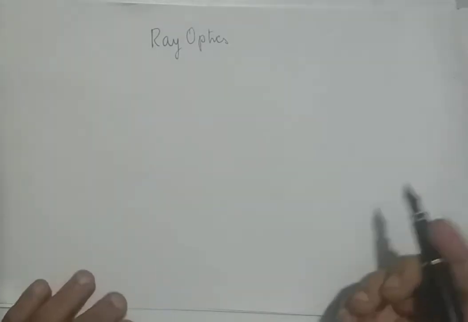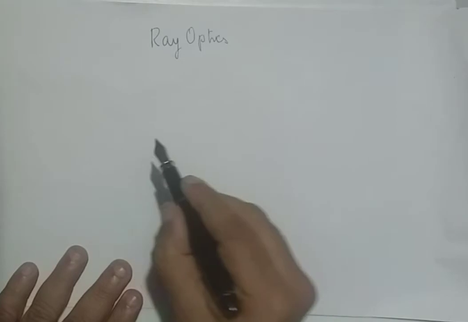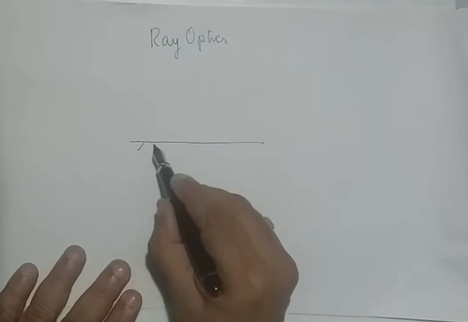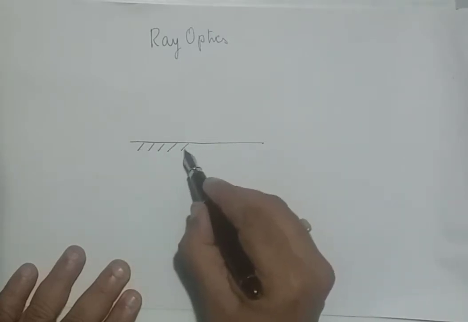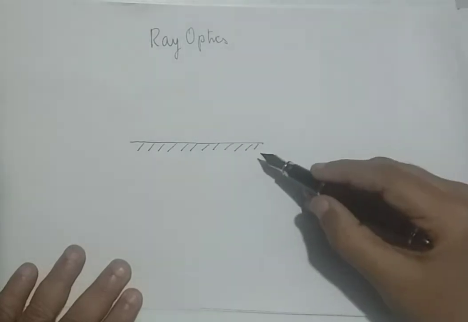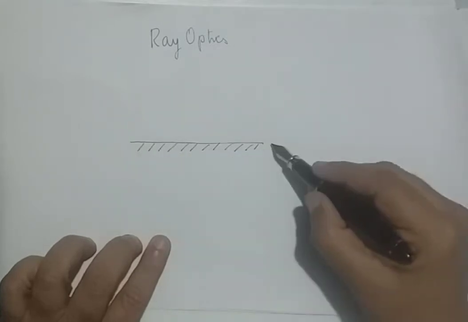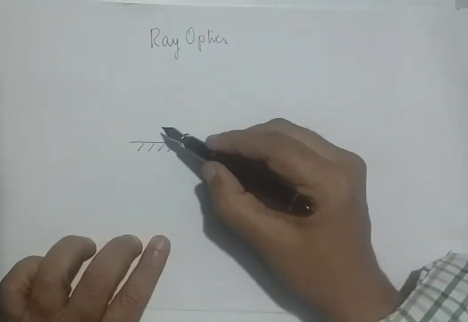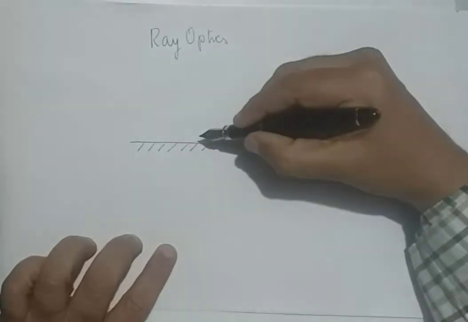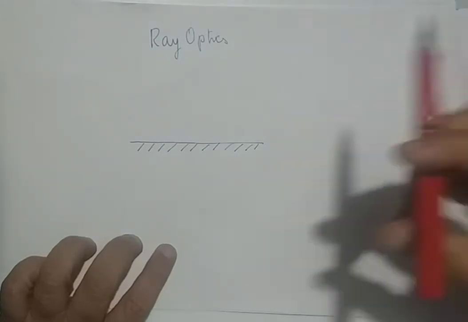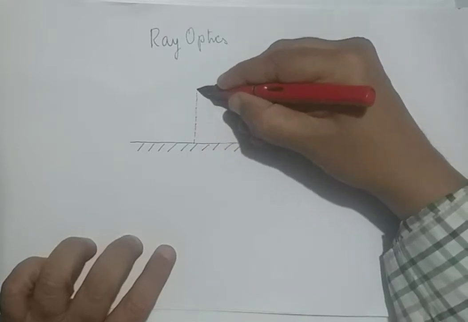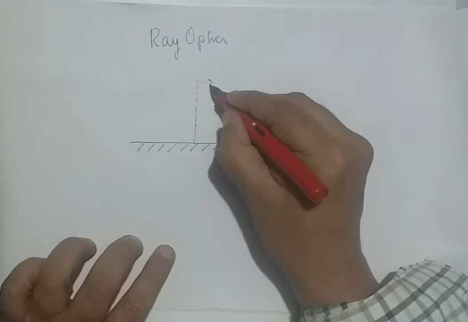Now, in the beginning, we start learning with the terminology. We usually represent a mirror by drawing a line with slant lines like this, as I am drawing now. These slant lines show the coated surface of the mirror, and the plain line shows the reflecting surface of the mirror. Now, we go for the terminology. I draw a normal, a perpendicular to this mirror, like this. And this I call the normal.